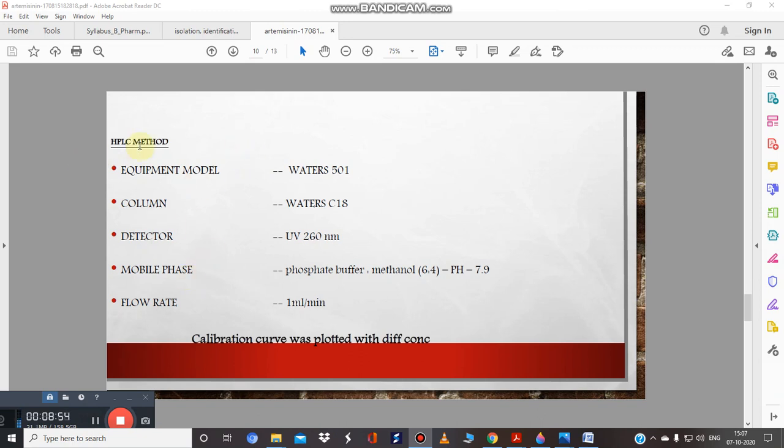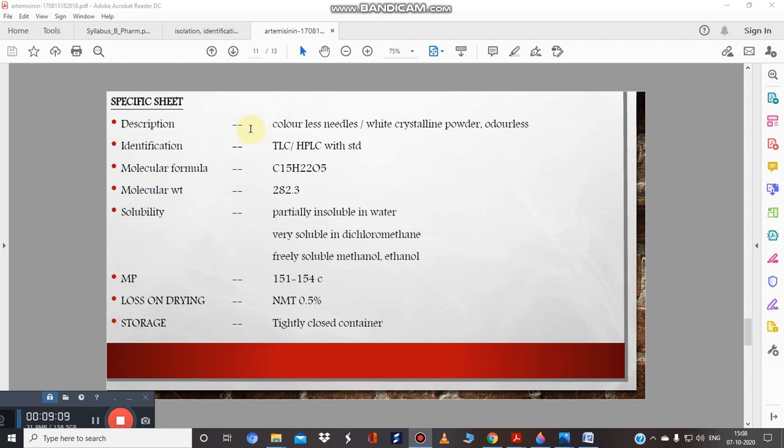And for the detection of artemisinin, you will go for the HPLC technique, in which a phosphate buffer with methanol is used and a C18 column is used. So yes, this is the reverse phase HPLC method. The description of artemisinin is colorless needle-like or white crystalline powder. Identification is by the TLC or HPLC method. It has the molecular formula C15H22O5. Yes, it is a sesquiterpene. Molecular weight is 282.3. It is practically insoluble in water but very soluble in organic solvents like methanol and ethanol.